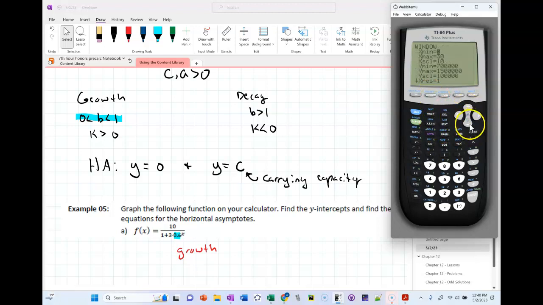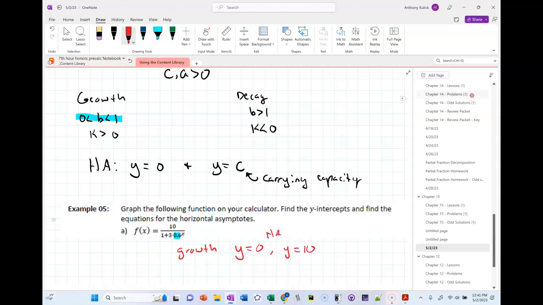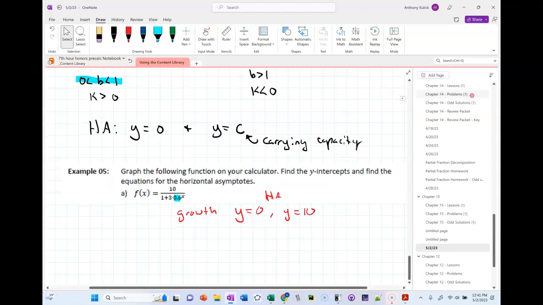I'll graph that from, let's go negative 10 to 10. And then for the y's, I know the asymptotes are at y equals 0 and y equals 10. So we'll use that as our min and max for the y's. So there's my logistic curve. You see how it looks like a letter S? Sometimes we call these S curves. So there's my asymptotes. That was real easy.